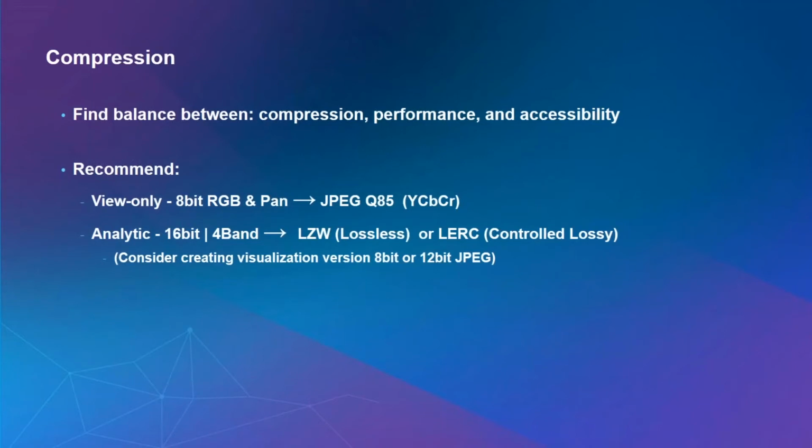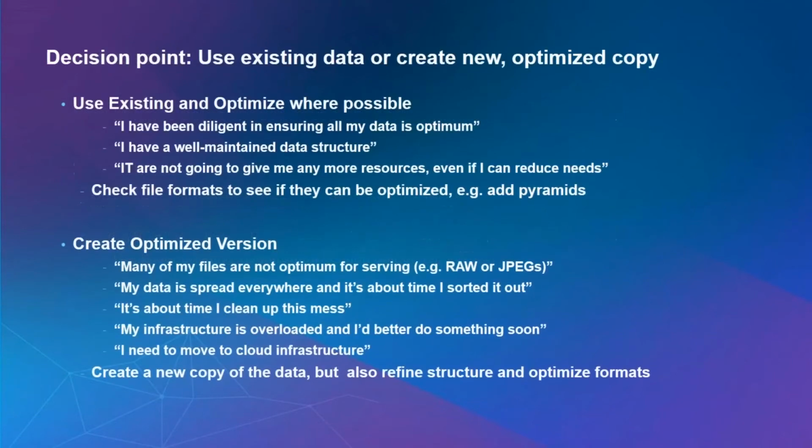For analytical data, and that's the data which is typically 16-bit or 4-band that you want to use for analysis, what I'd recommend is to either use lossless, things like LZW, or there's actually a compression in MRF called LERC, which is a controlled lossy. It's a very, very fast way of compressing data and controlling the actual compression that's used. That would also be used for things like floating point data. Also consider that some organizations take the analytical data and actually create an 8-bit or 12-bit version with JPEG just to get the size smaller.